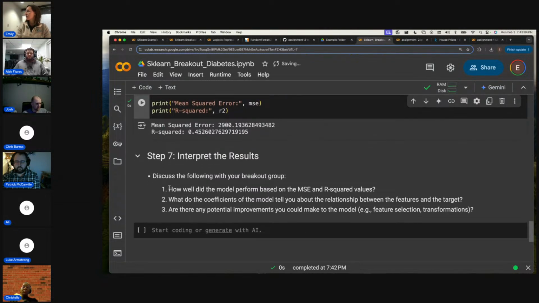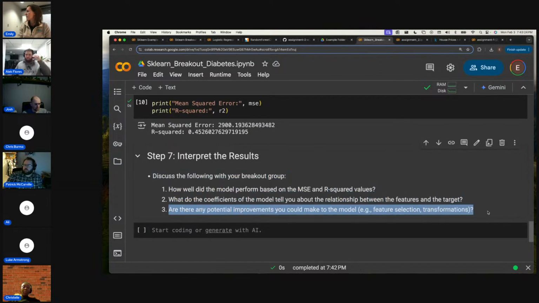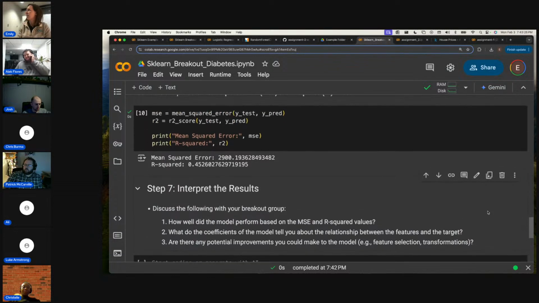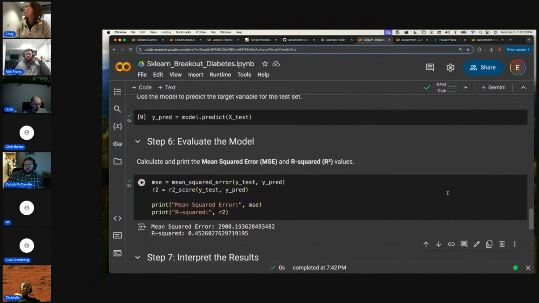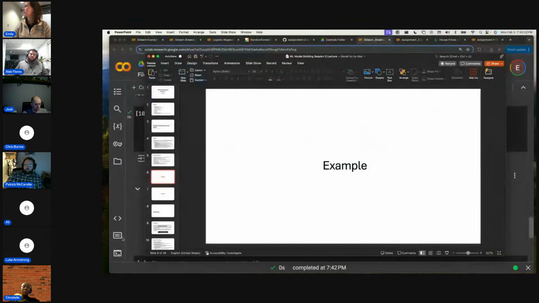So some questions for you guys. We're going to keep moving with class because I know we only have an hour and 15 and we haven't really opened up too much of the slides yet. How well did the model perform based on MSE and root mean squared error? What did the coefficients tell you about the relationship between the features and the target? And are there any improvements that you would make on the model? We'll maybe come back to that if we have time, but I don't know that we will today. So we're going to keep going.